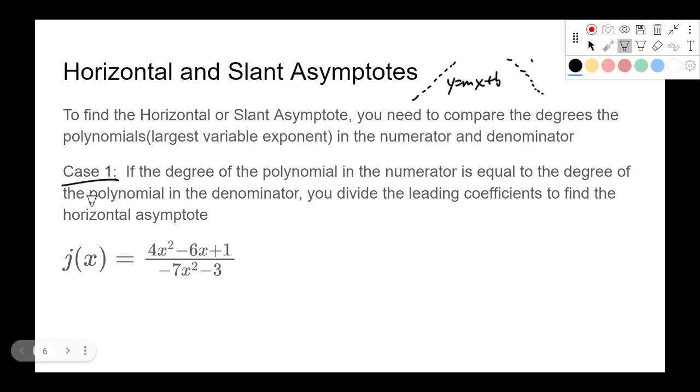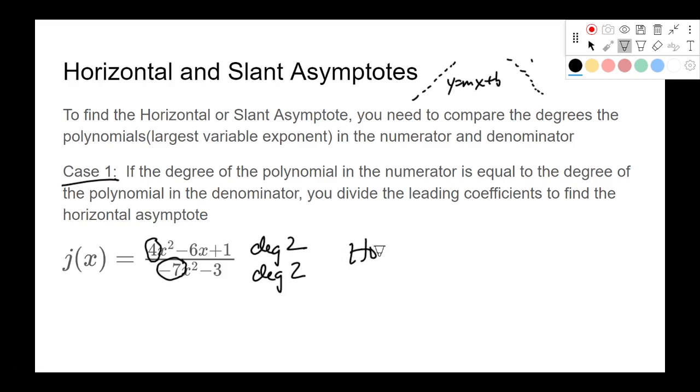There are 3 things that can happen here. If the degree of the polynomial in the numerator comes out to be equal to the degree of the polynomial in the denominator, you divide the leading coefficients to find the horizontal asymptote. So on this polynomial, we have a degree 2 in the numerator. We have degree 2 in the denominator. The degrees are the same. So I'm going to find the 2 leading coefficients. So that's the 4 that's in front of the x squared there. The -7 is in front of the x squared there.